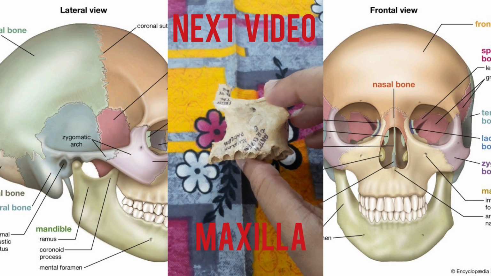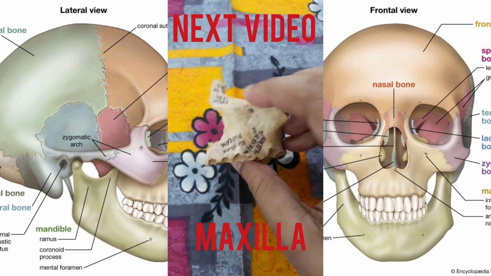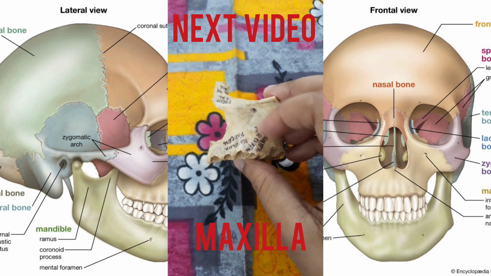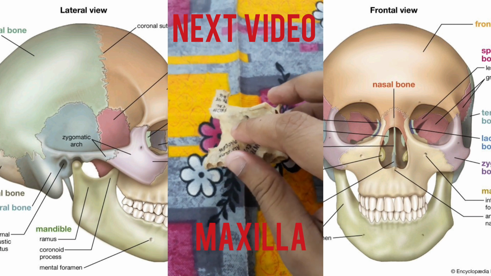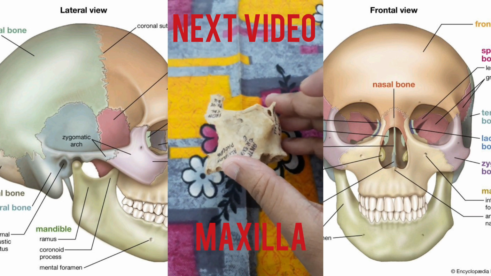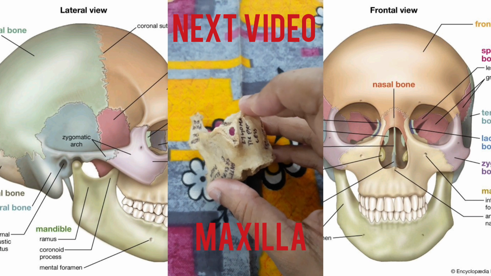Sixth we have the auriculotemporal nerve, which passes to the medial side of the neck, and seventh and the last one we have the marginal mandibular nerve, which passes across the lower border of the mandible.